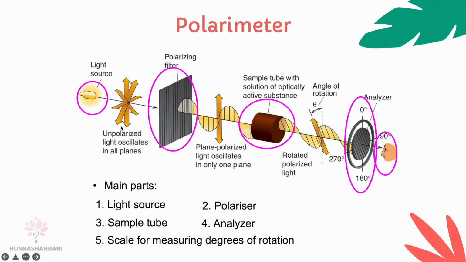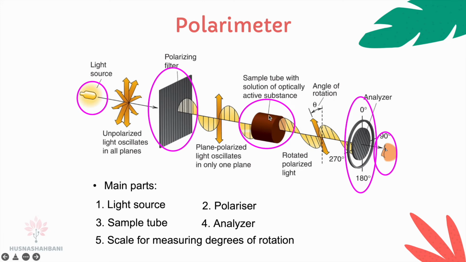Unpolarized light oscillates in all planes. And then this is the polarizing filter. Plane polarized light oscillates in only one plane, and this is the sample tube with a solution of an optically active substance. It means you put the compound that has a chiral carbon, a chiral compound, in the sample tube.